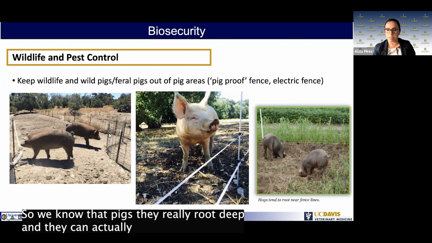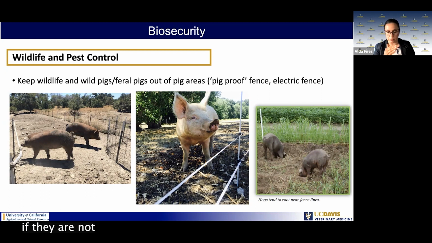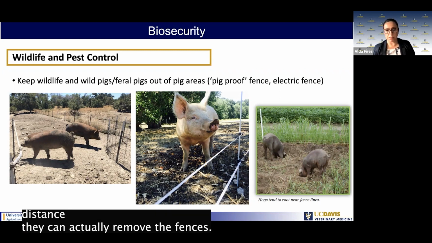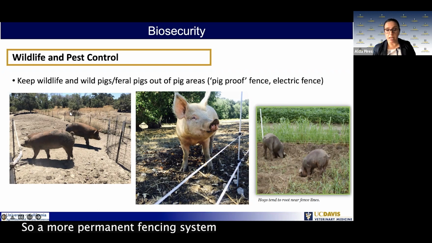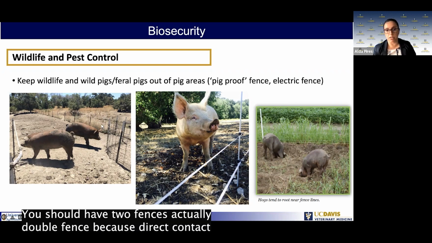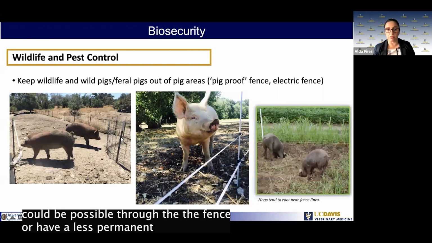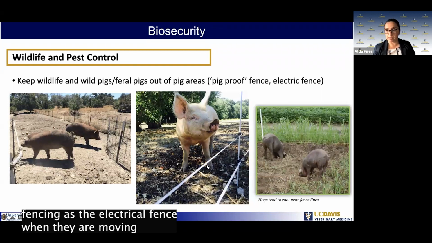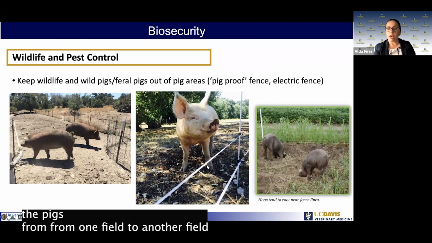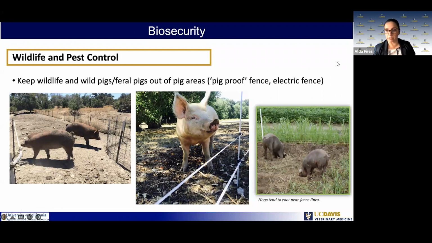We know that pigs really root deep, and if the fence is not buried below the surface a certain distance, they can actually remove the fences. So you want a more permanent fencing system to avoid contact with feral pigs. Here you should have two fences, a double fence, because direct contact would be possible through a single fence, or have a less permanent fencing such as an electric fence when you're moving the pigs from one field to another.